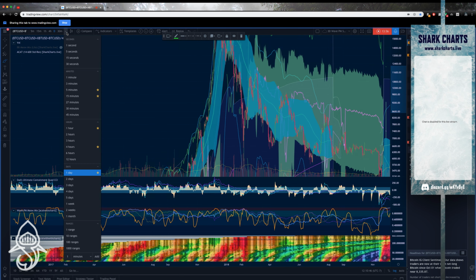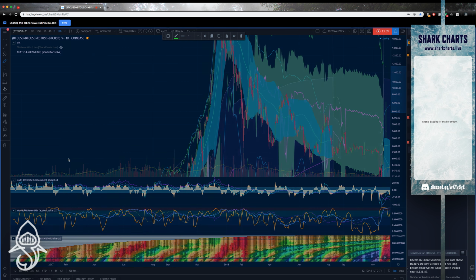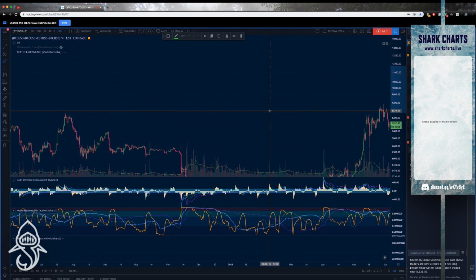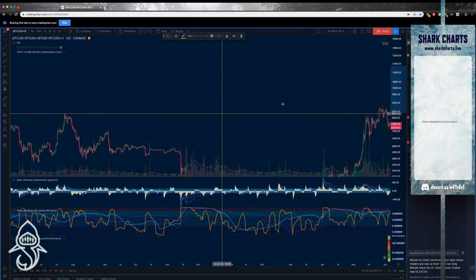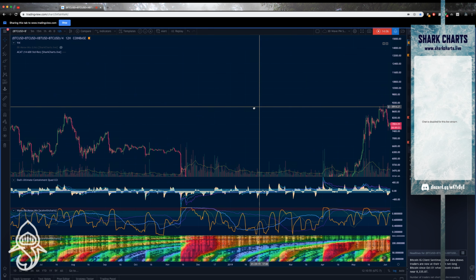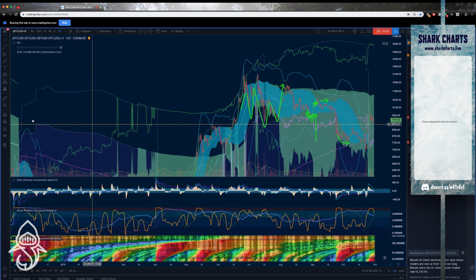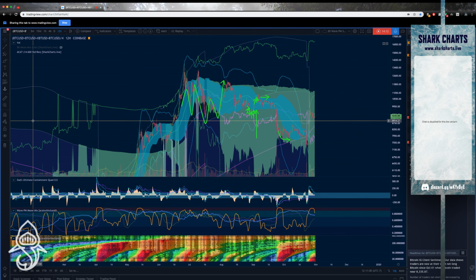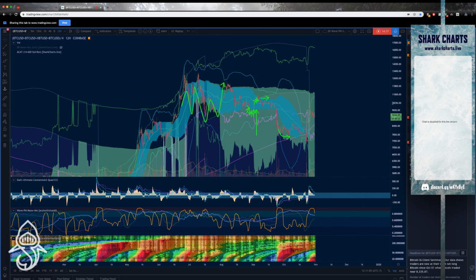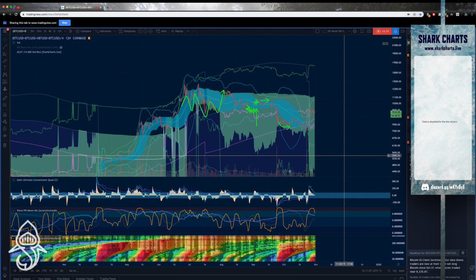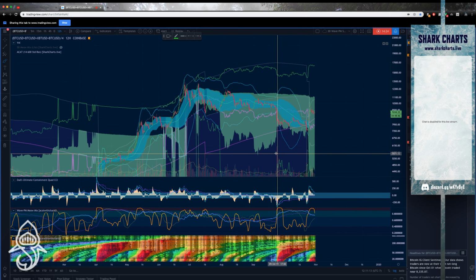12 hour. Oh, I got my hotkeys all mixed up. It's pretty choppy, but it's still pretty astounding how well we managed to catch those swing lows. I would not trade off of something this choppy, however. I would stick to the lower time frames for compression and expansion.